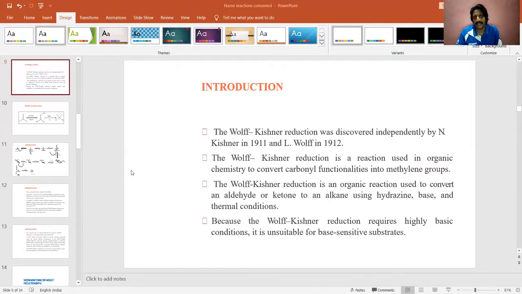a solvent. Before we proceed with the further details of this reaction, I just want to draw your attention to one thing, that is its similarity with the Clemmensen reaction. Or else we can say that the Wolff-Kishner reaction and the Clemmensen reaction are complementary to each other. In the Clemmensen reaction, we do the reduction of aldehydes and ketones to corresponding alkanes in the presence of zinc, mercury, and HCl.